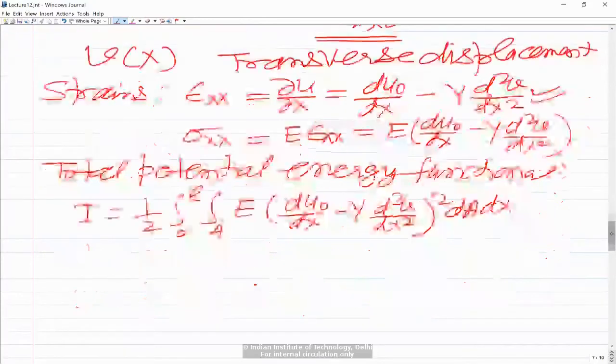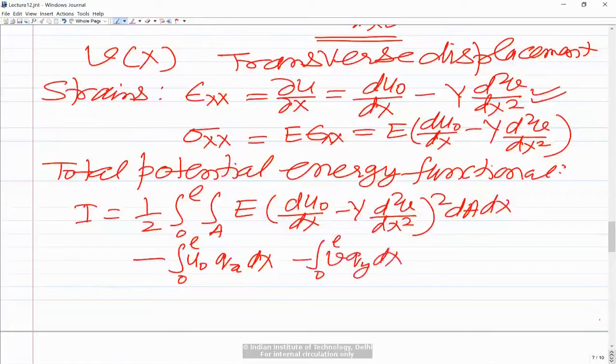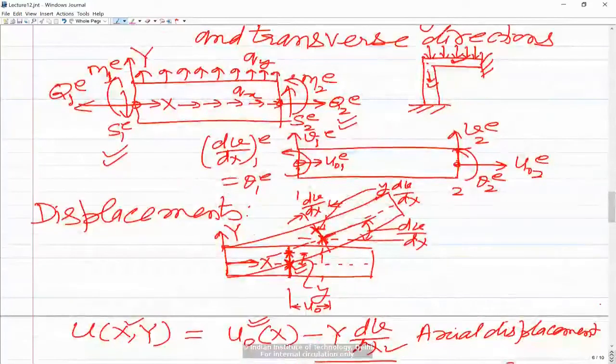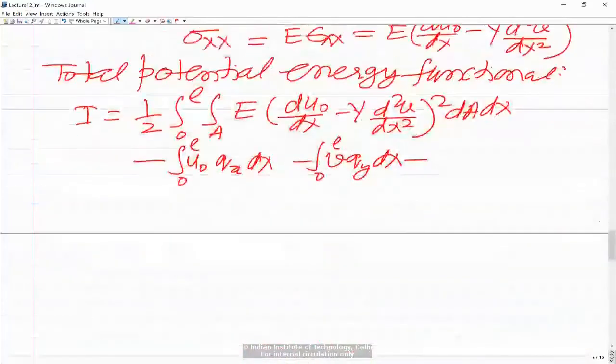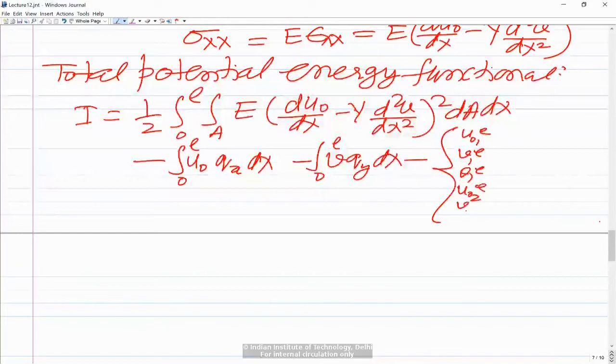And then the potential of distributed forces. We have two distributed forces, the force along the x direction, whose work done is positive, so the potential is negative, u naught qx dx, minus integral 0 to L, and then we have v into qy dx, the potential of the distributed force qy. And then we have the potential of the forces and moments acting at the left node, and forces and moments acting at the right node. These are internal forces. Why am I saying they are internal? Because they come from the elements adjacent to that element, on the left side and the right side. This is similar to what we wrote earlier, in terms of degrees of freedom: u naught 1 e, v1 e, theta 1 e, u naught 2 e, v2 e, and theta 2 e.